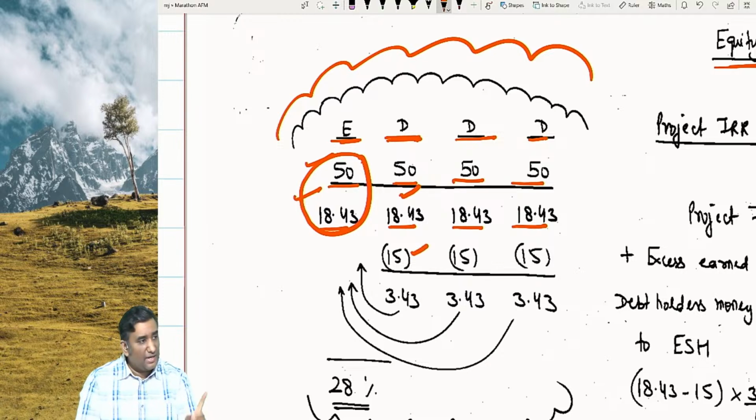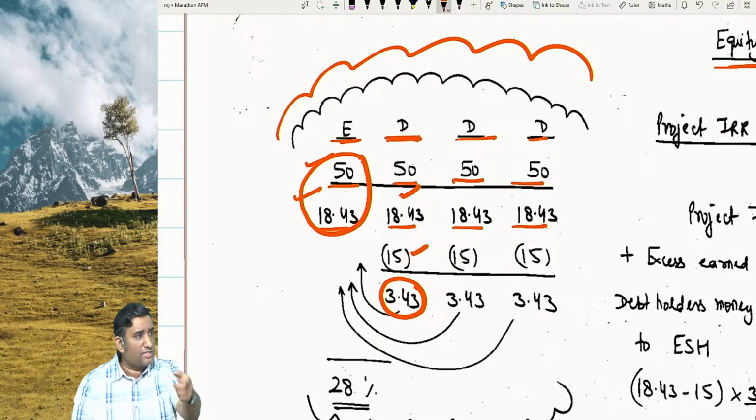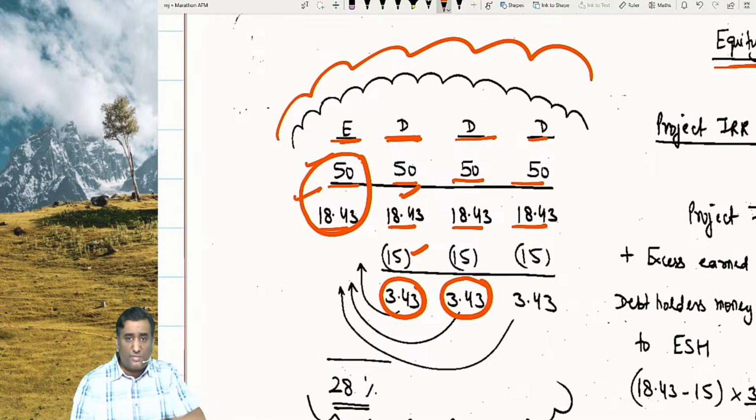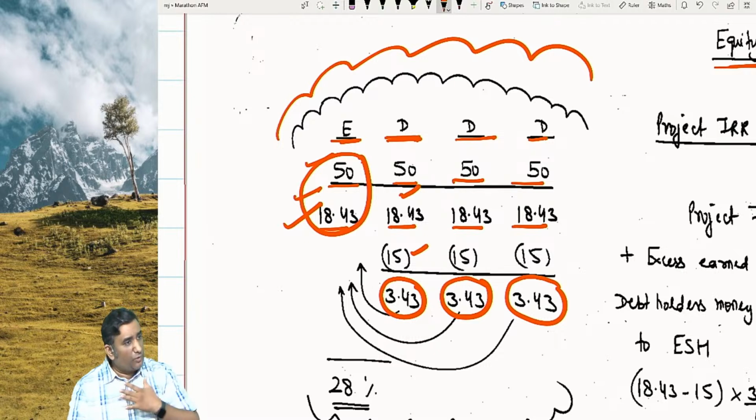I paid 15. Balance left what? This is called earning from the debt holders' money. It will go to whom? Equity shareholders. Similarly, this is earned from the debt holders' money. The excess will go to whom? Equity holders. Debt holders' money earnings will go to the equity holders. It means equity on their own money is earning 18.43, but they are getting the impact of favorable financial leverage.